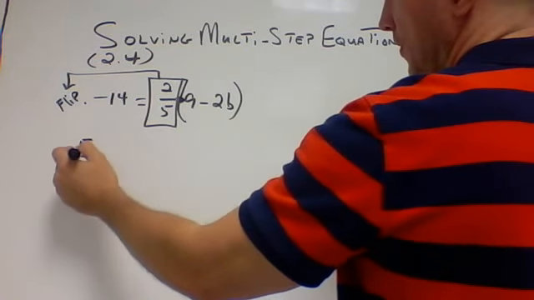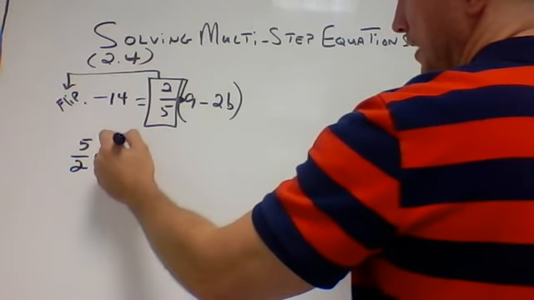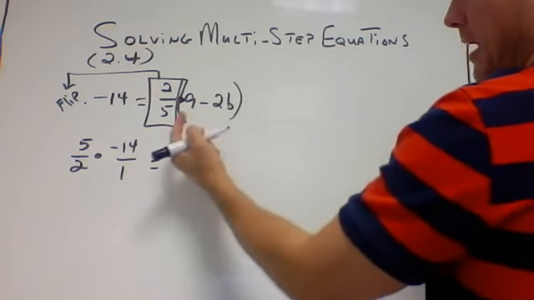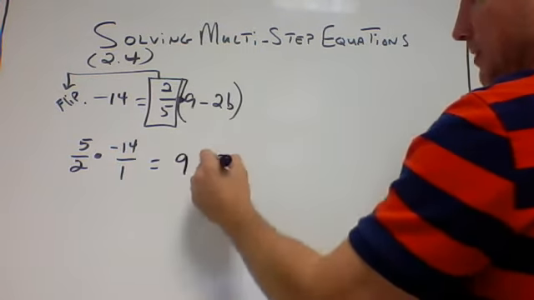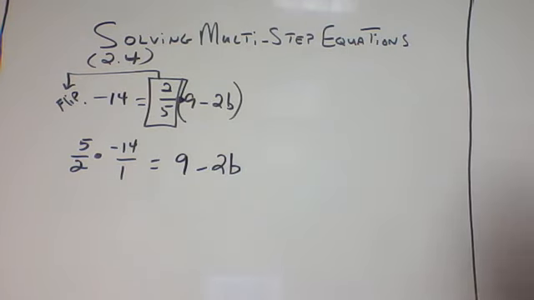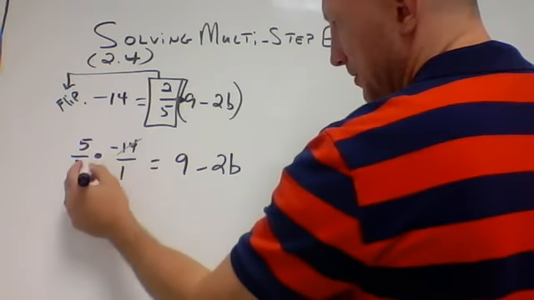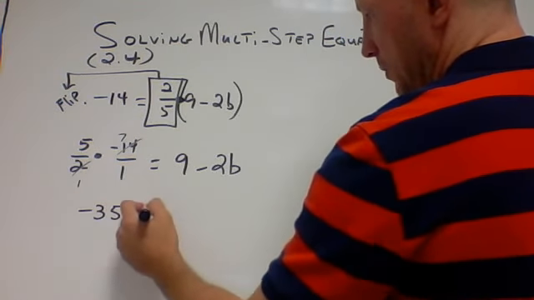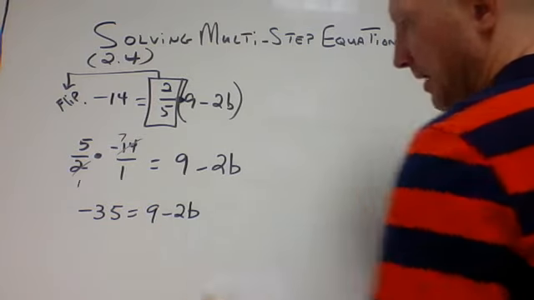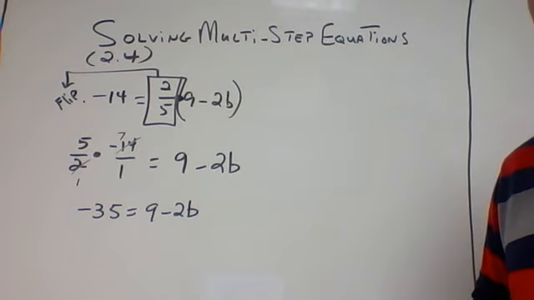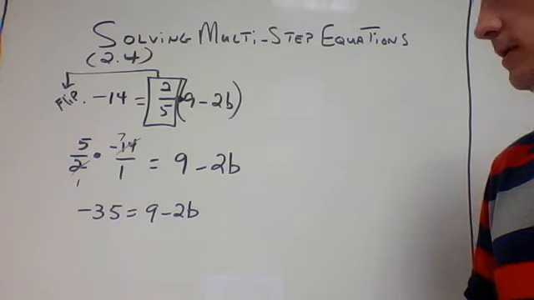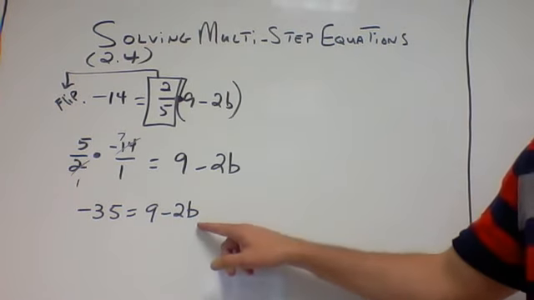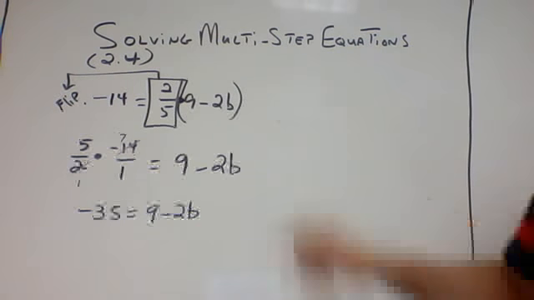So it's really 5 over 2 times negative 14 over 1 equals whatever was left over. And you could take it out of parentheses now because you don't need the parentheses. Then from here, I would multiply my fractions, maybe simplify a little bit, and I get negative 35 equals 9 minus 2b. And now it's a much easier, much more simply done two-step equation where it doesn't have fractions and I didn't even use the LCD method.